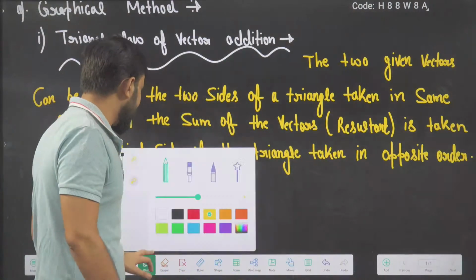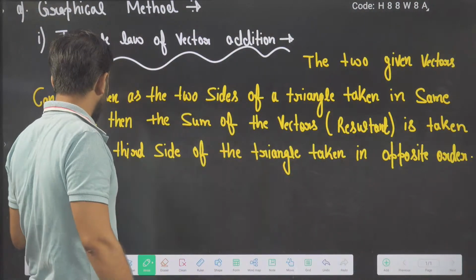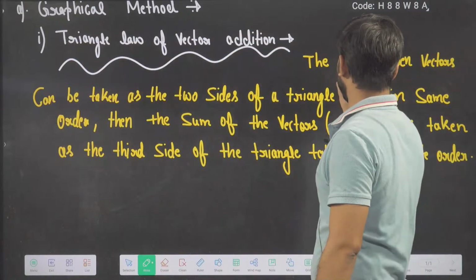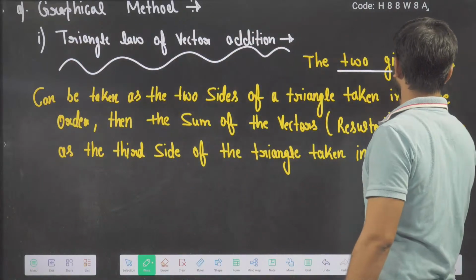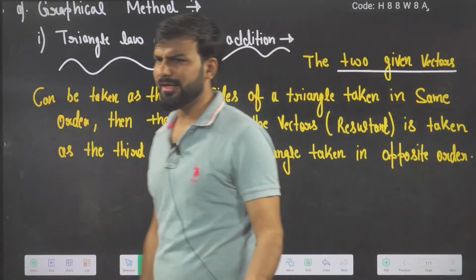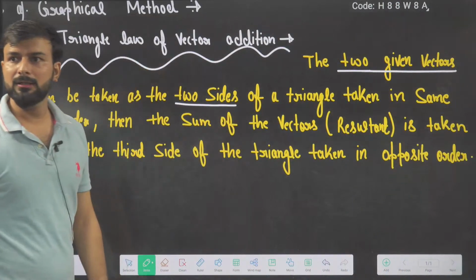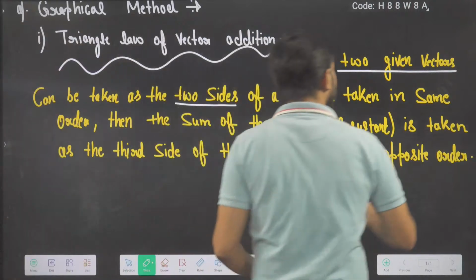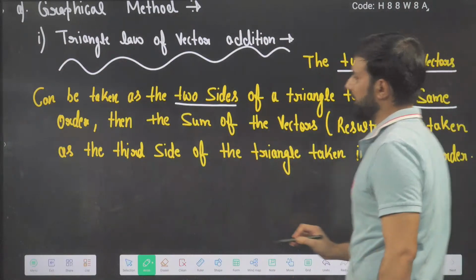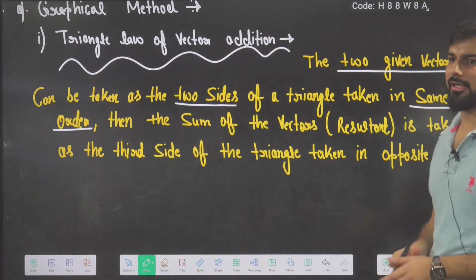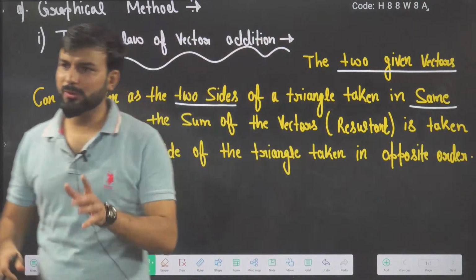Now here what are the keywords? First let me note down that, and those keywords I will explain with the diagram. First, how many vectors I must have? 2 given vectors, right? And they will be taken as 2 sides of triangle, right? And taken in, this is very very important. Taken in same order. What is the meaning of this same order?